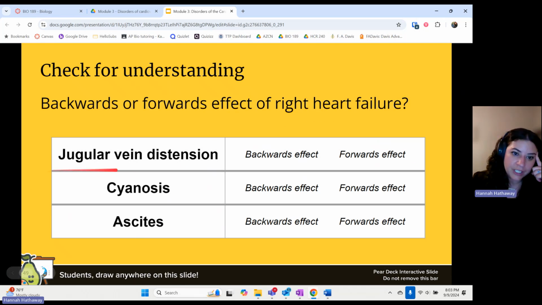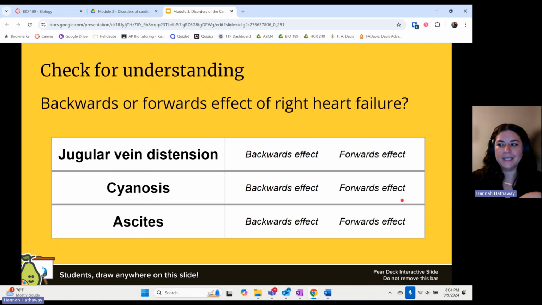Okay, so think about it. Jugular vein distension, that is an example of edema. Edema is always going to be a backwards effect. Cyanosis, that is due to not enough oxygen. So if the blood doesn't have enough oxygen in it, it's because the lungs aren't working well. So that's decreased perfusion. That is a forwards effect. Ascites, that is a type of edema, edema within the peritoneal cavity. Edema is always a backwards effect. So backwards, forwards, backwards. Okay, beautiful.